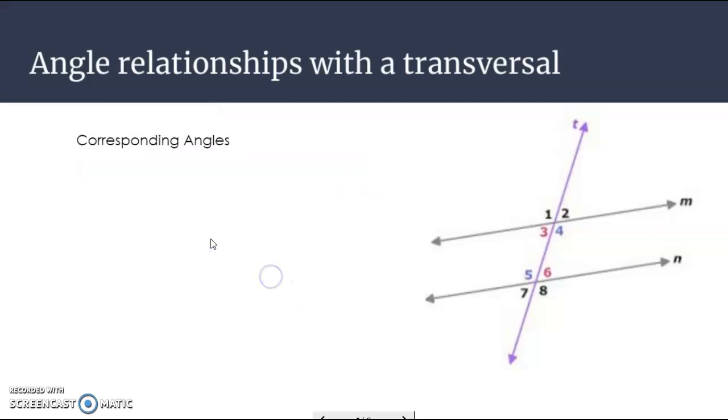Corresponding angles. Alright, and I'm going to point out several pairs of corresponding angles. First pair I'm going to point out is angle 1 and angle 5. Please note 1 and 5, how they're facing the same way, they're on the same side of the transversal.